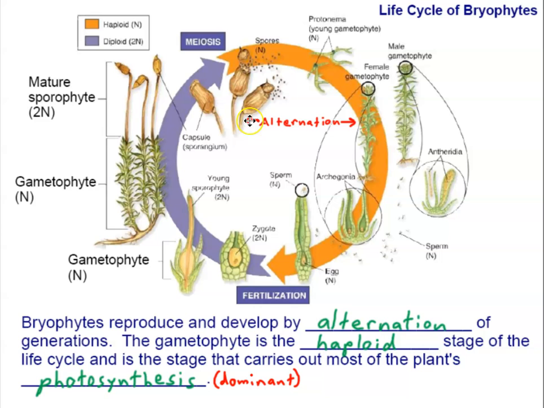The alternation is between haploid gametophyte, diploid sporophyte, haploid gametophyte, diploid sporophyte. In their life cycle, they alternate between those two. But in mosses, bryophytes in general, mosses and their relatives, the gametophyte is dominant. It's what you primarily see, and is what primarily is photosynthesizing and producing food for the plant.